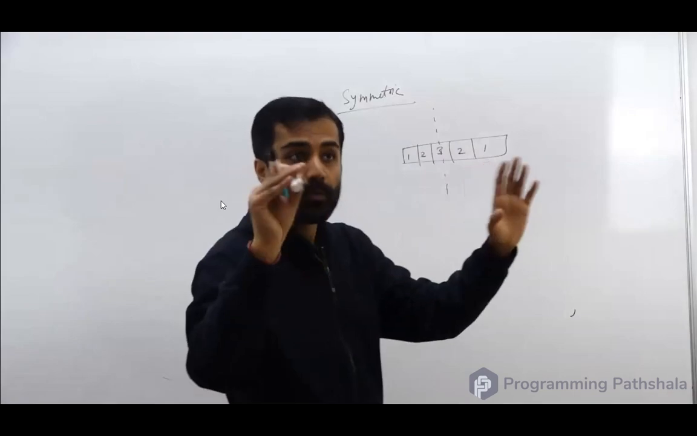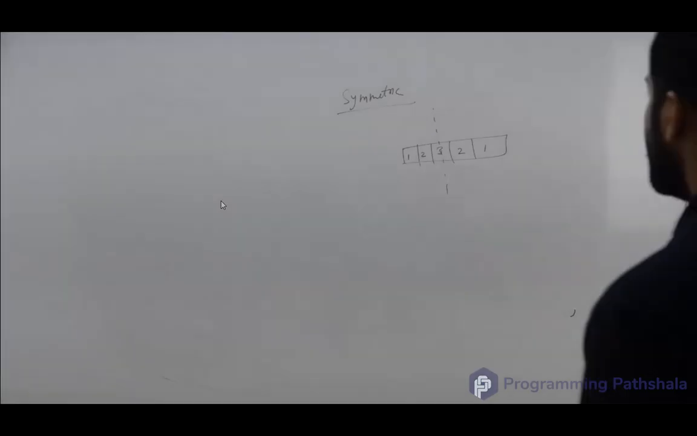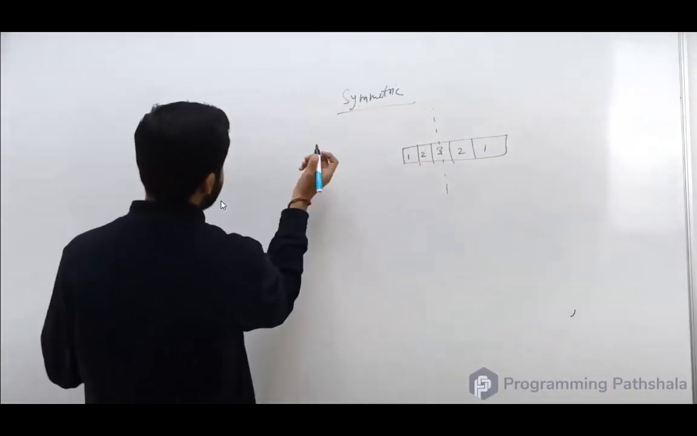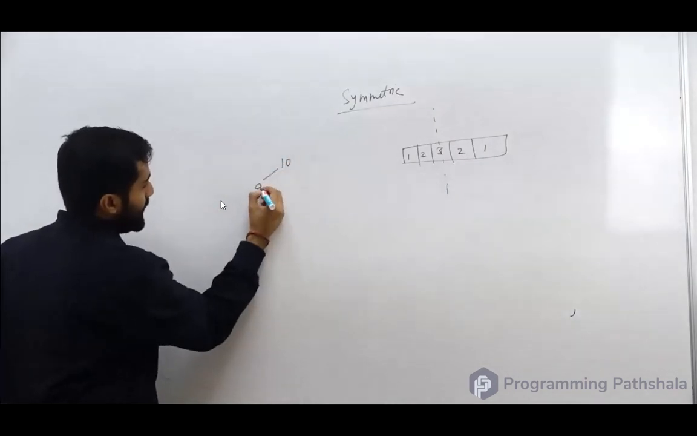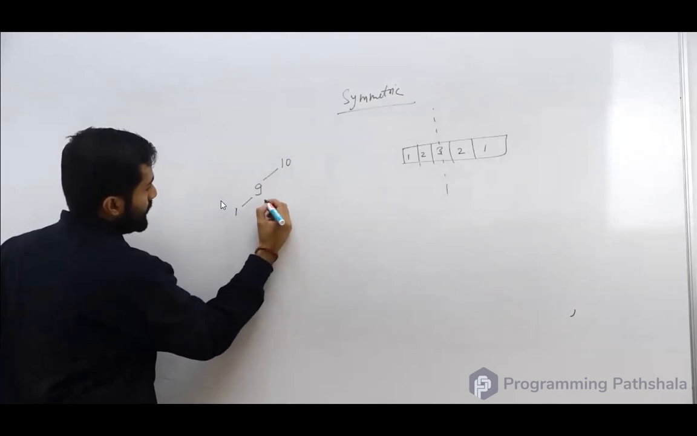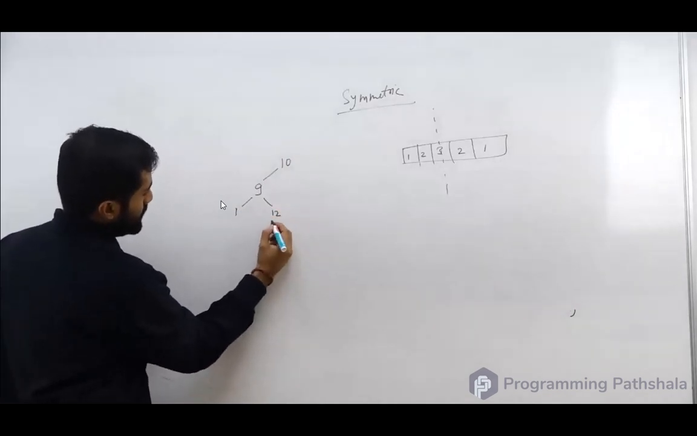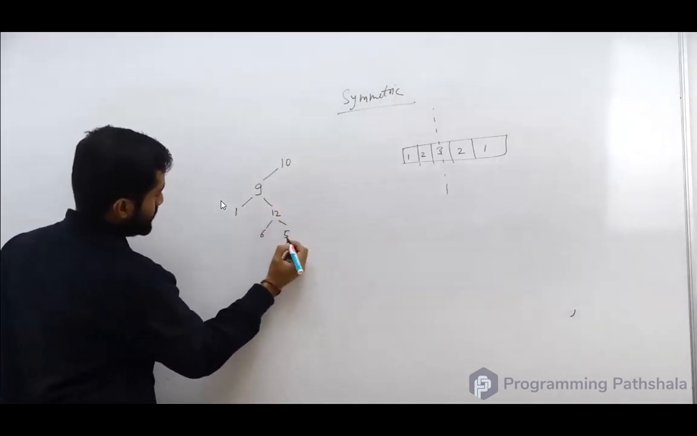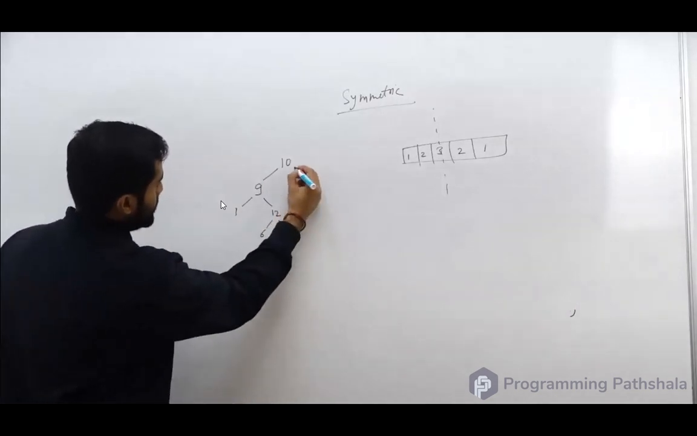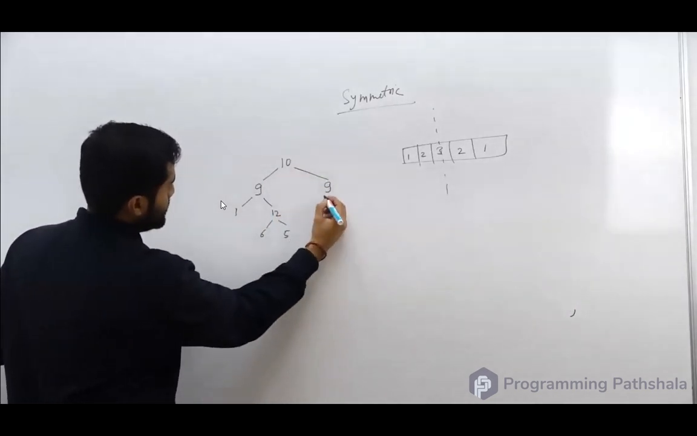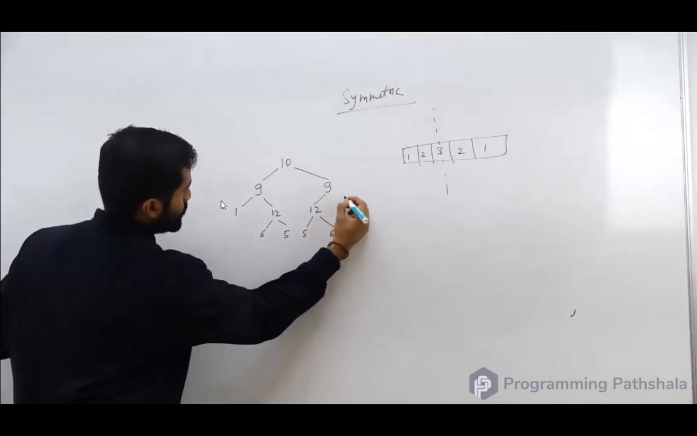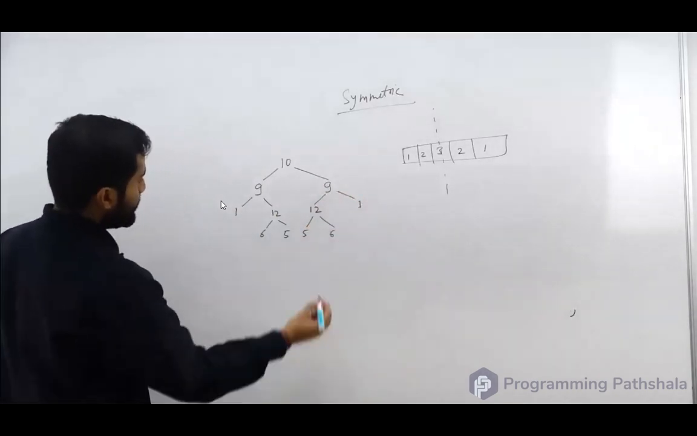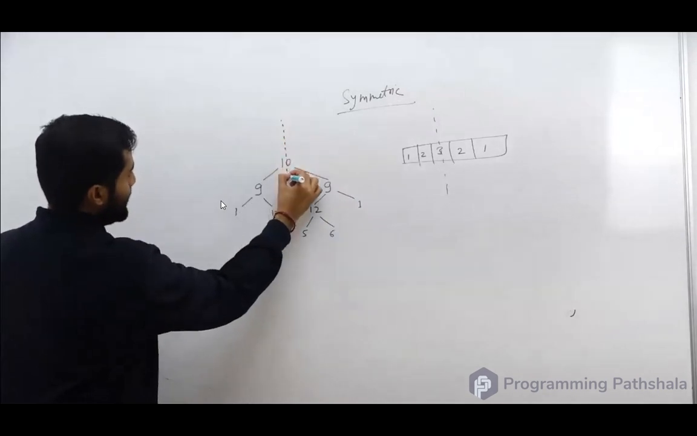Can you imagine how a symmetric tree would look like? A symmetric tree would be something like this. Let's say you have 10, and then here you have 9, 1, 12, 6, 5. Here you will have 9. Here you will have 12. Here you will have 5, 6, 1. This can be regarded as my line of symmetry.